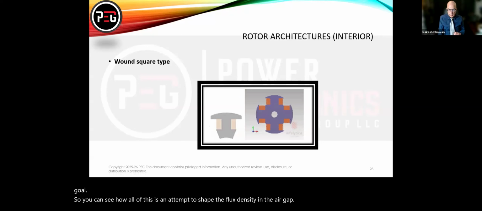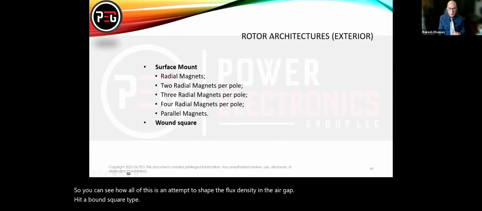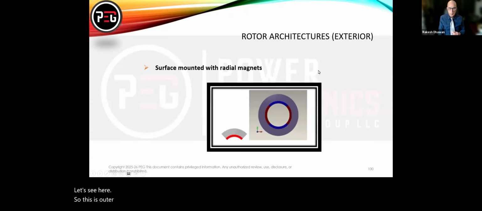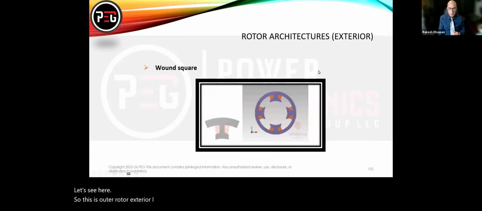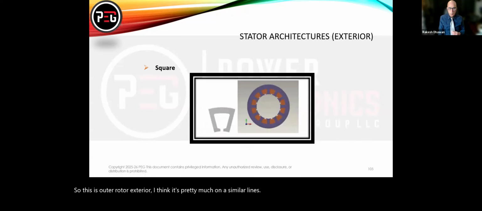Here's the wound square type. And let's see the rotor architectures. Let's see here. So this is outer rotor exterior. I think it's pretty much similar lines. So this is your stator architectures.